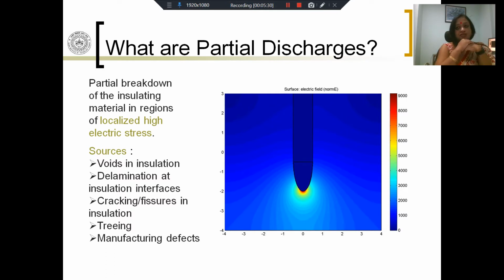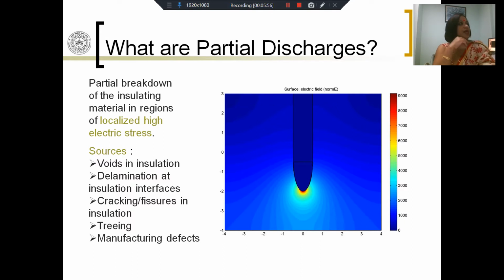Cracking or fissures in insulation: if there are mechanical cracks or mechanical fissures, the same thing happens. Electric field enhancement occurs with that low permittivity, low breakdown strength material inside the gap, inside the fissure, or even if you do not have air, there would be stress enhancement because of the structure of the solid material. Treeing can be another source for PD. We're going to discuss that in greater detail later.